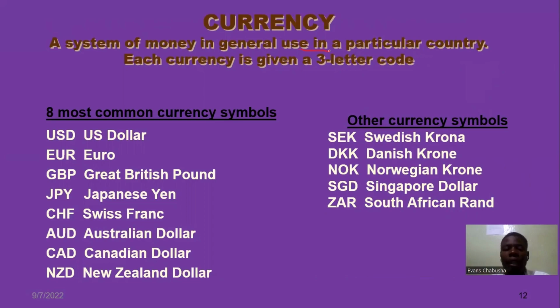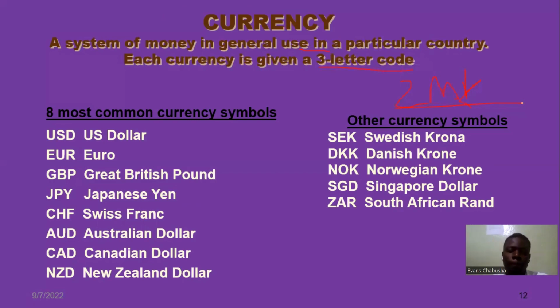The currency in the United States is the United States dollar. So there are different currencies in the world. Each currency is given a 3-letter code. The currency for Zambia is ZMK. So that is the Zambian kwacha, the ZMK. They will always have a 3-letter code.